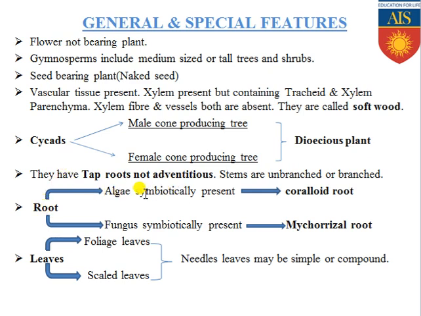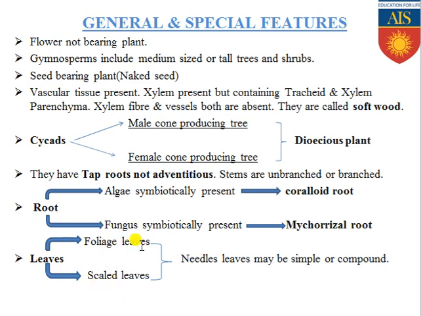Going to the next, that is the root. Within the root, algae can be present symbiotically. At that time, the root will be called coralloid root. And sometimes fungus can also be present symbiotically on the surface of the root. At that time, the root will be considered a mycorrhizal root. Keep it in your mind, the leaves can also be of two types. One is foliage leaves, another is scale leaves.